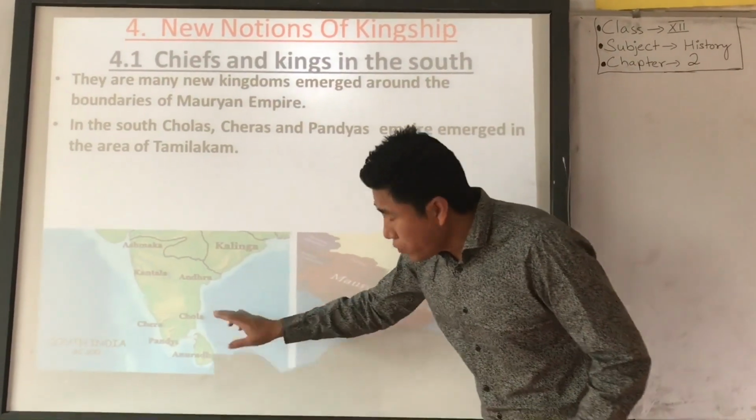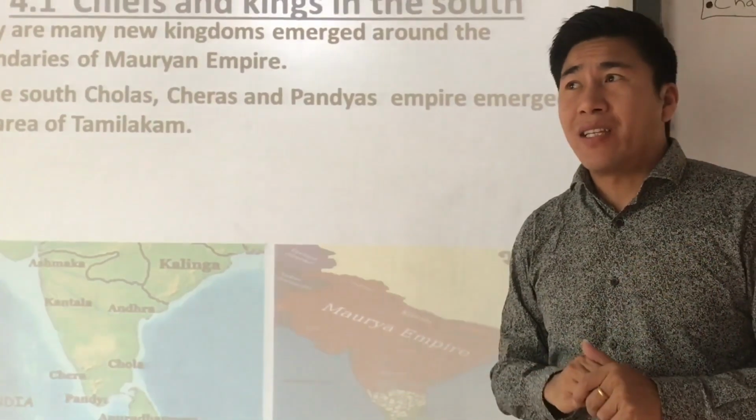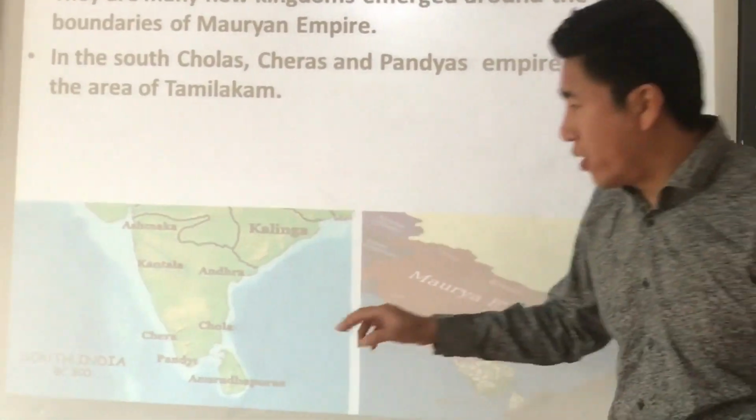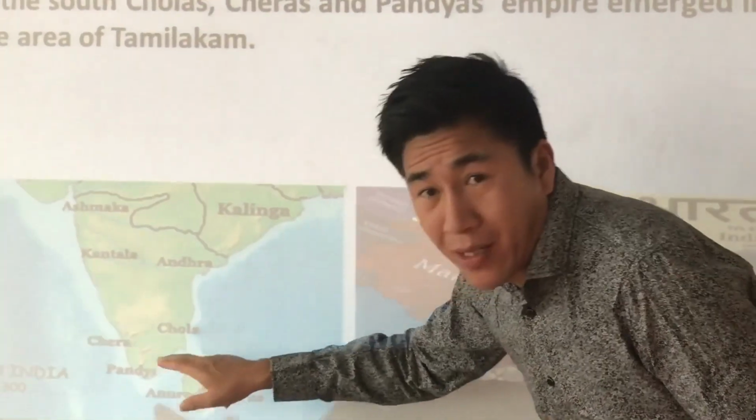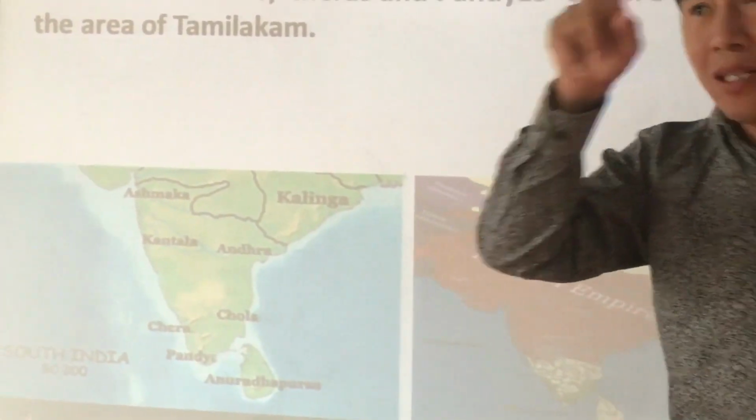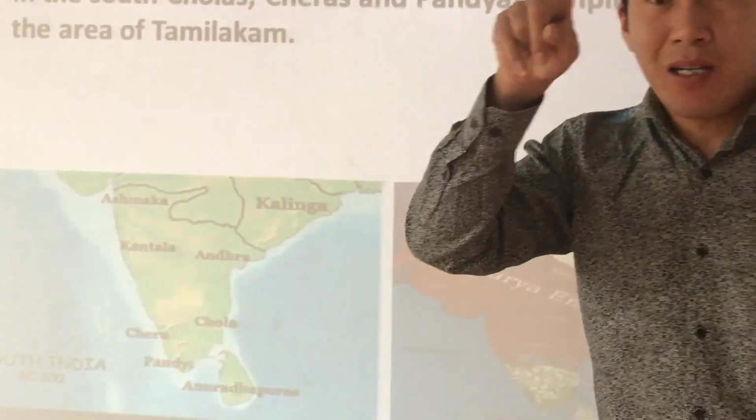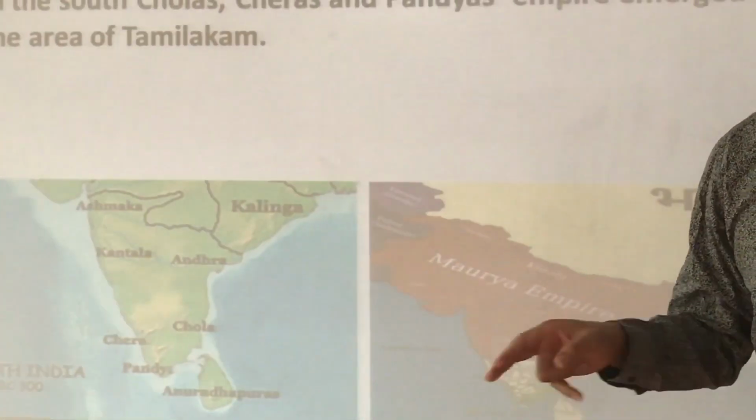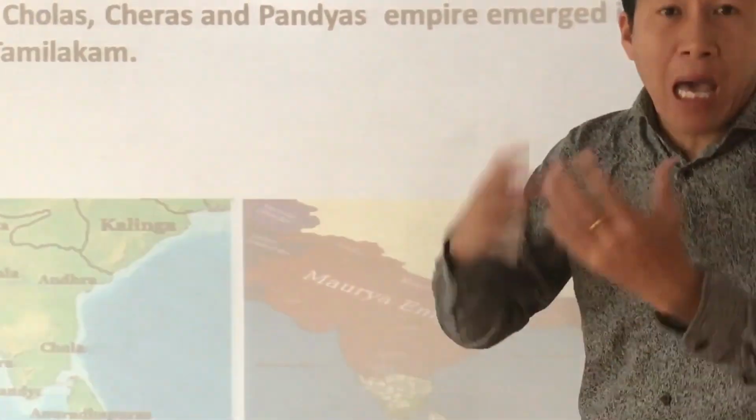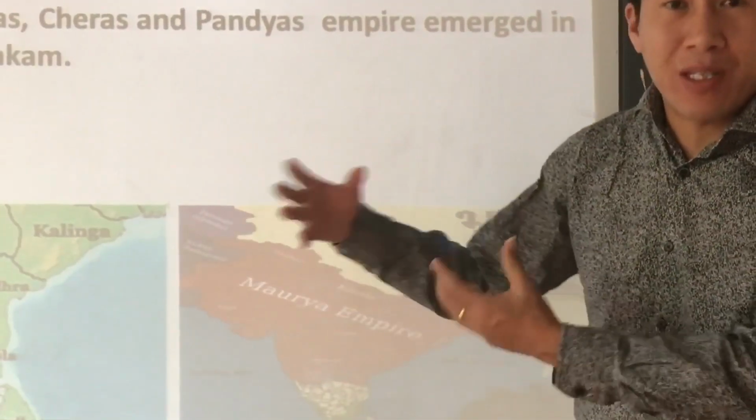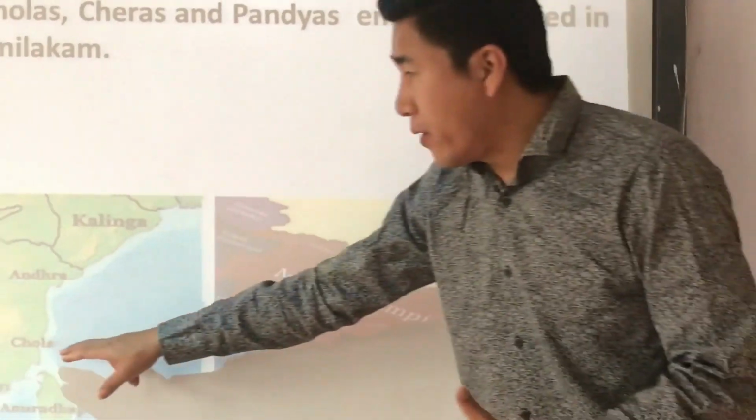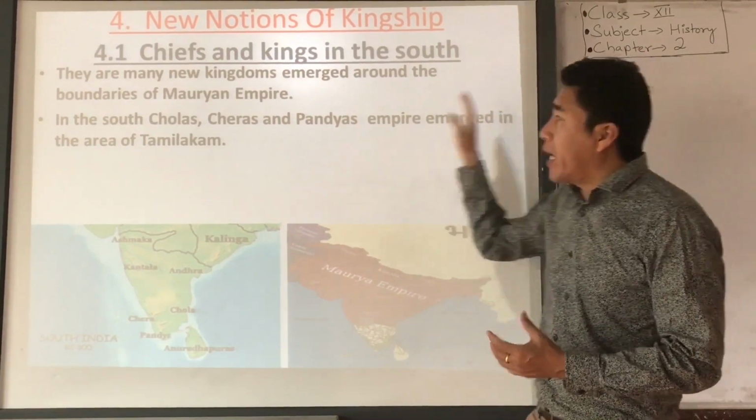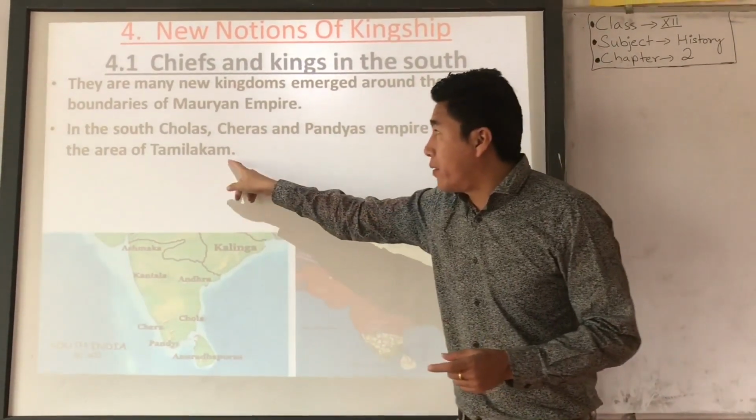Now see, in the exam you have a 6-mark map question, right? So you need to pay attention here. Chola, Chera and Pandya. See this triangle: Chola, Chera, then Pandya, right? These three southern dynasties, Chola, Chera and Pandya, were contemporary with the Mauryan Empire during the 3rd century BC. Understood? So these three kingdoms emerged in the area of Tamilakam.